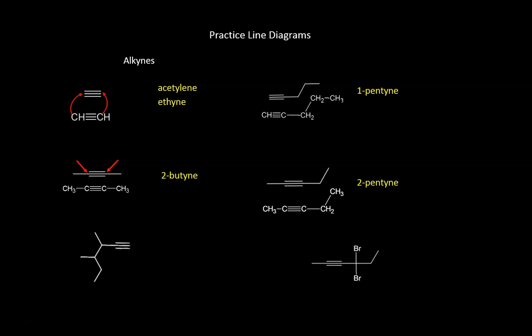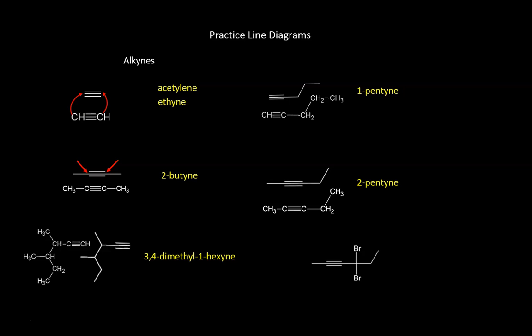Here's the last two. You can try the one on the left. Here is the condensed formula. See how it fits neatly over the line diagram. All right, do you see that this is 3,4-dimethyl-1-hexyne?